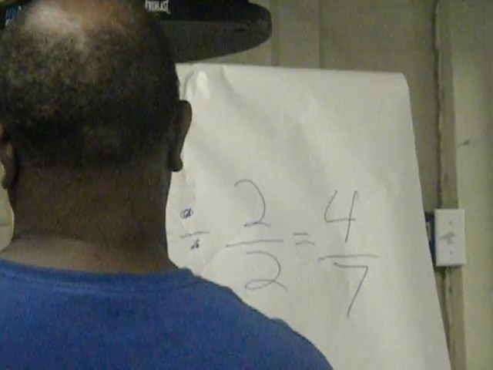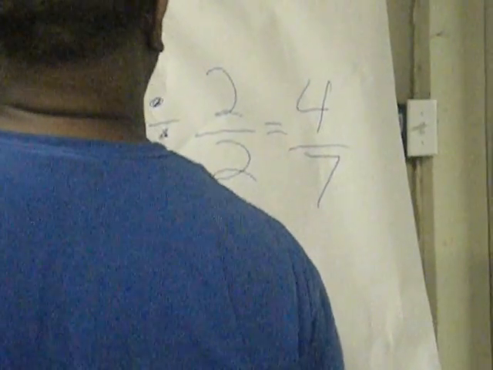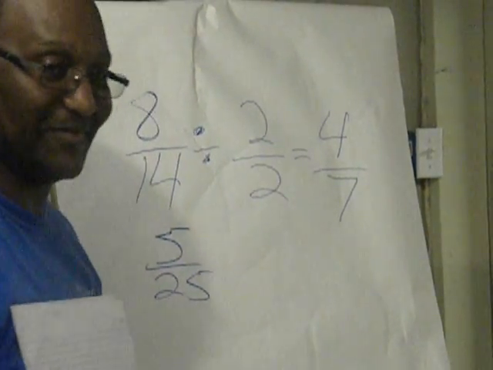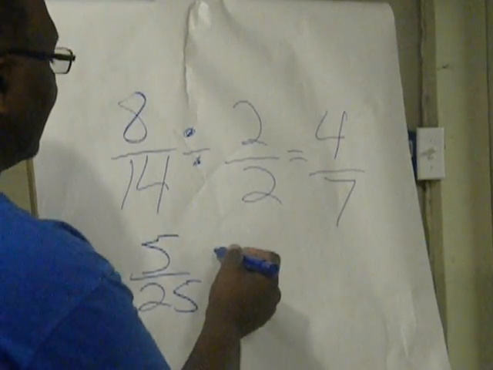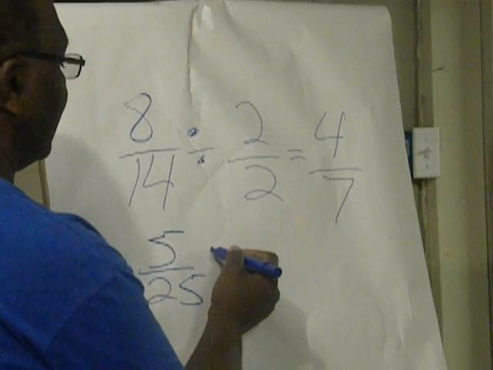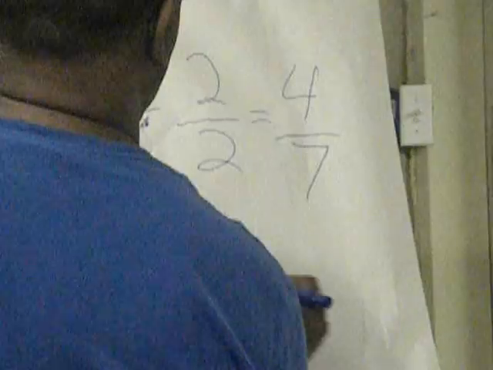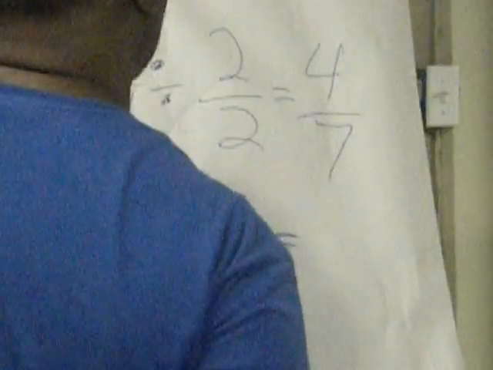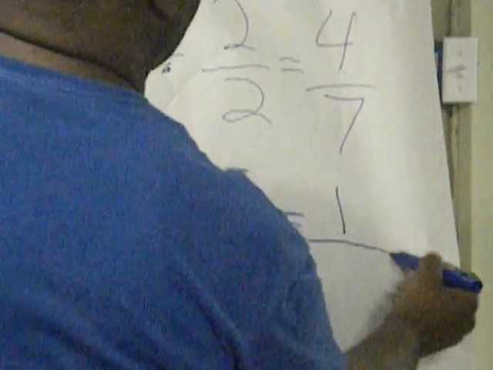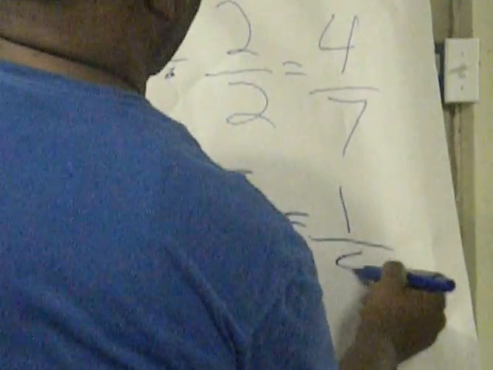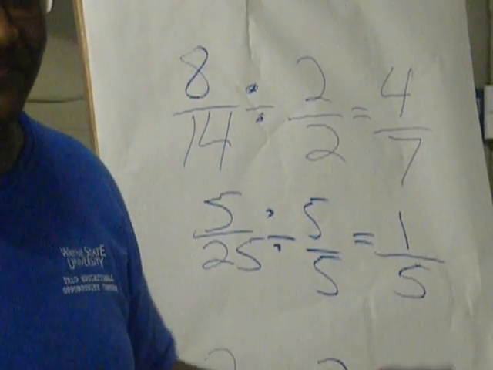We'll try this one. 5 over 25. Now, what are we going to do here? Find the lowest common denominator by doing what? Dividing by 5. 5 over 5. 5 divided by 5 is 1. 25 divided by 5 is 5. All right, there you go. Very good. And your answer would be 1 over 5.